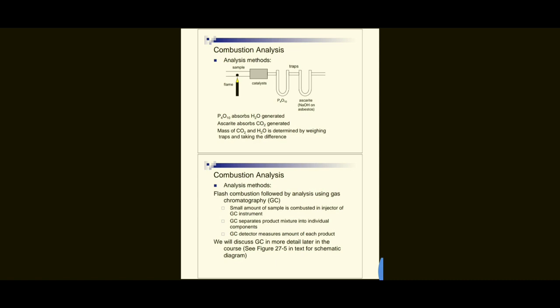Systematic diagram. Okay, according to the diagram, gas chromatography measures the amounts of the products. Clear?